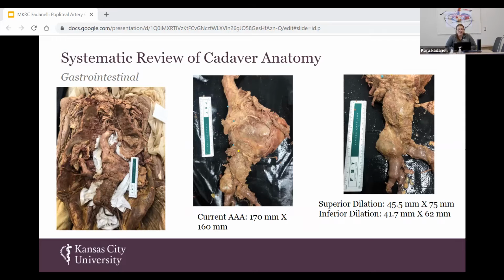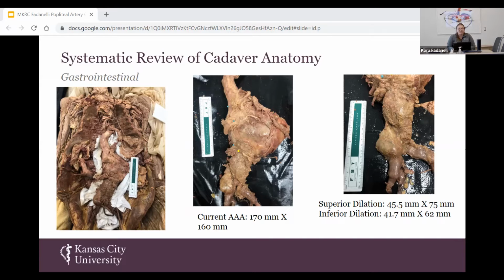Currently, that repair site is showing two distinct dilations. We have a superior dilation measuring 75 millimeters in length, 45.5 in diameter, and the inferior dilation exists mainly on our right side of our abdominal aorta and also extends into our right common iliac artery. This measures 62 millimeters in length and 41.7 in diameter.